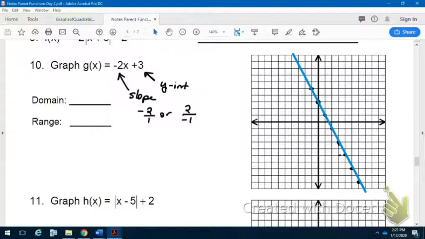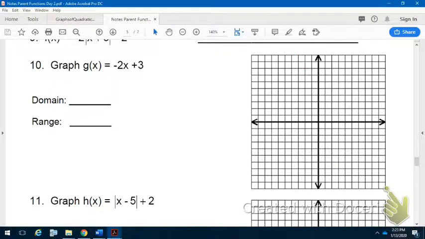Okay. So, the domain for any line, other than a flat one, is negative infinity to positive infinity. And the range is also negative infinity to positive infinity. Okay. Moving on.